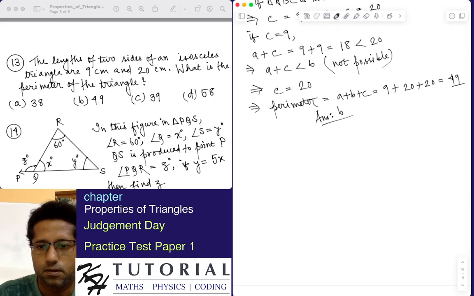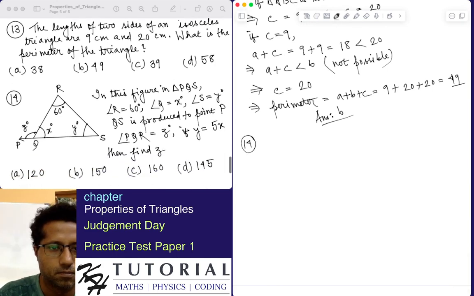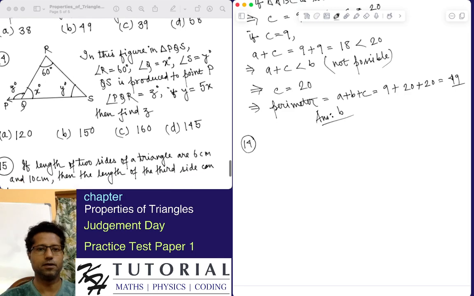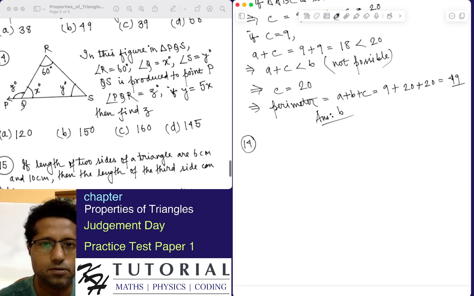Okay, let's do problem number 14. Problem number 14, a diagram is given in this figure in triangle PQS.